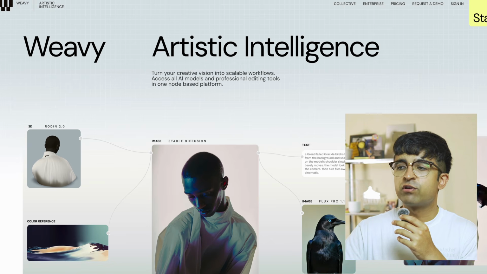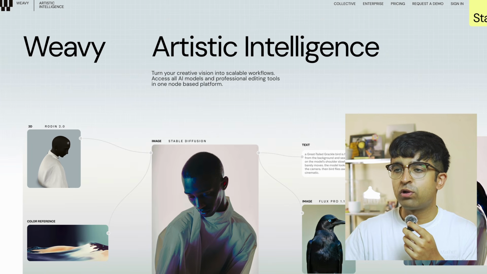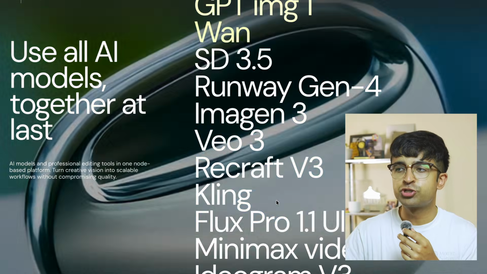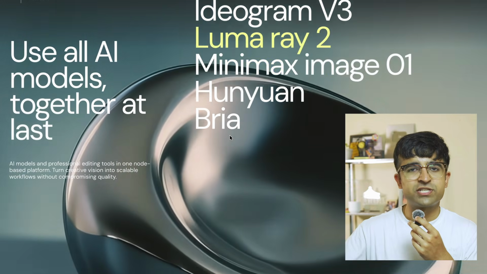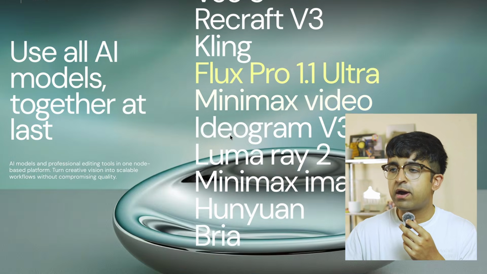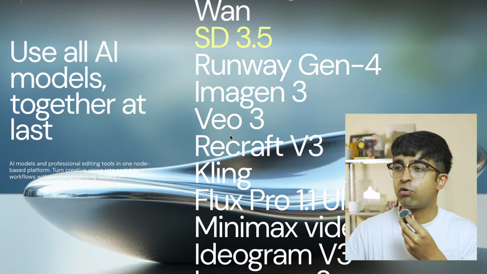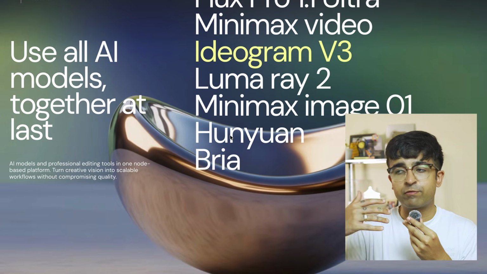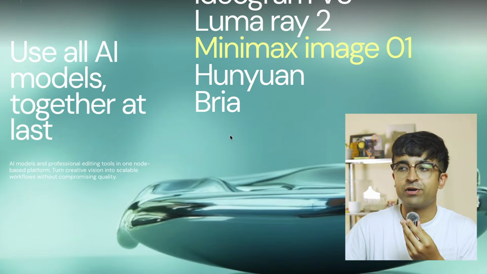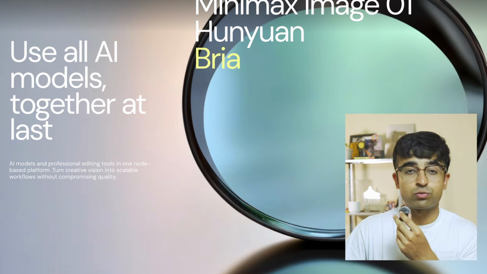So if we head over to Weavy, as you can see, there are tons of features that they promote on their website. The first feature that they promote are all these amazing AI models: GPT Image, WAN, SD, Runway, which is great for video, VO3, which we've all seen currently perform very well, Recraft, Kling, Flux, again, great for 3D and things like that. Minimax Video, Ideogram, Luminar, Hunyuan, which I don't know much about, Bria. Some of these I've heard even personally used, but some of them I've never heard of. But the fact that you'll get so many different AI models under one roof is going to be crazy good.